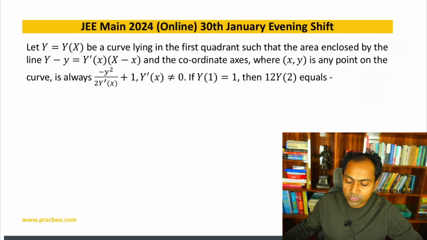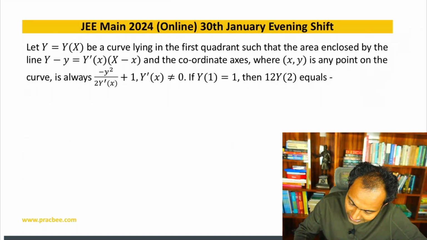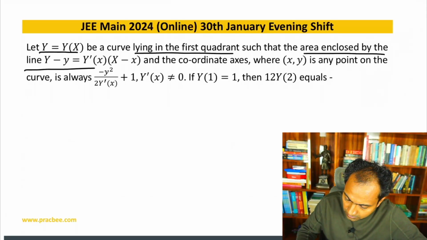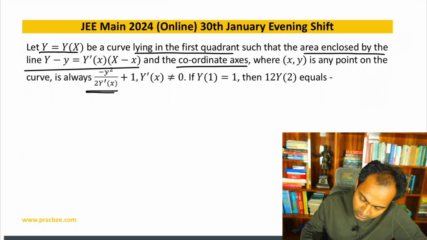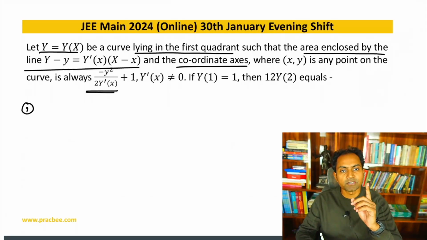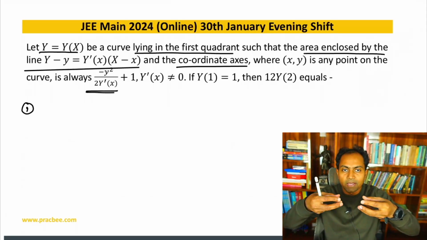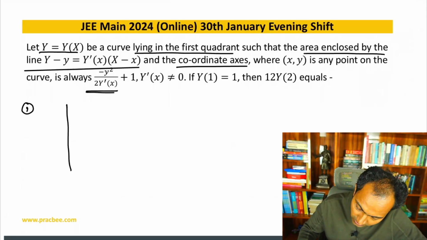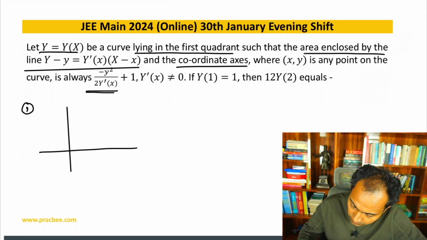Now, if I look into this 2024 question, it says that there is a curve y is equal to y of x lying in the first quadrant such that the area enclosed by this line, which is a tangent to the curve, and the coordinate axis is given to us. So first, earlier we had to find the curve first, then do the area part. Now we have to combine or connect both ideas in between. Let us see that. Let me draw a rough diagram for you.